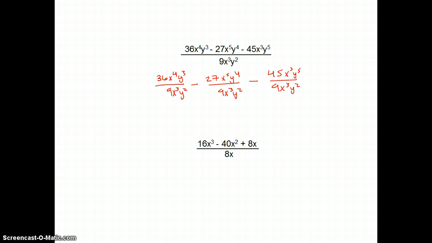Reducing my first fraction, 36 and 9 reduce to a 4 and a 1. So I end up with 4 on the top, 1 on the bottom. My x's reduce, x to the fourth on top and x to the third on bottom, reduce to just x to the first in my numerator, or just x. For my y's, I have 3 on top, 2 on the bottom, so that leaves me with just 1 on the top, and those cancel.